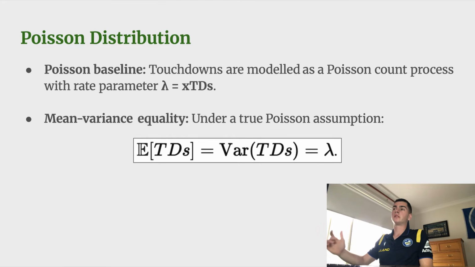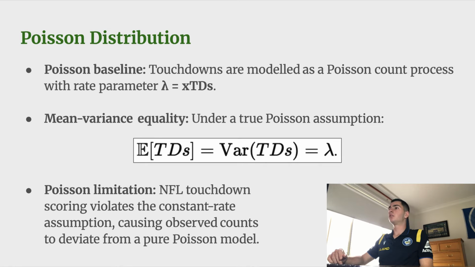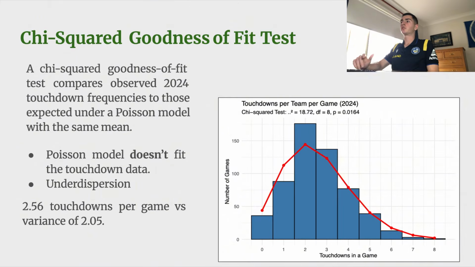But NFL scoring doesn't behave perfectly like that. Teams change strategies depending on the game situation, leading teams to slow down, trailing teams to get more aggressive. And of course, at different times, one team has the ball and the other does not. So the assumption of a constant scoring rate across all situations doesn't hold. Because of this, real touchdown counts often deviate from what a textbook Poisson distribution would predict. But of course, we have the ability to test this to see if it's appropriate, or if we need to change it. To do that, I can run a chi-squared goodness of fit test.